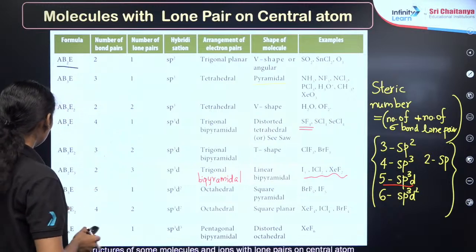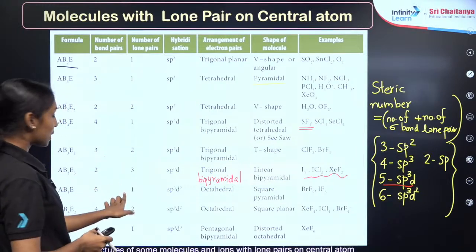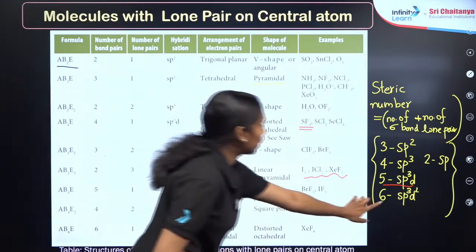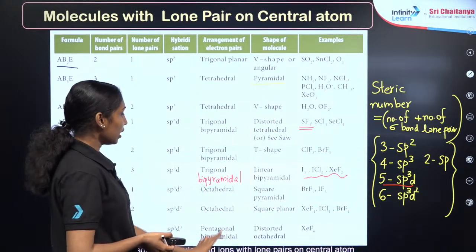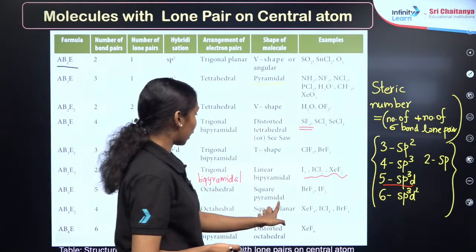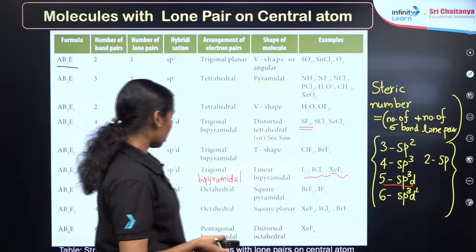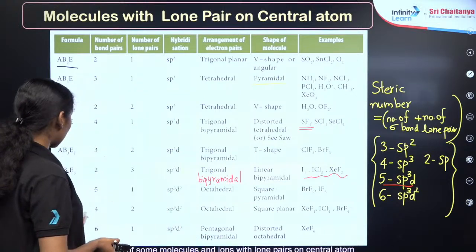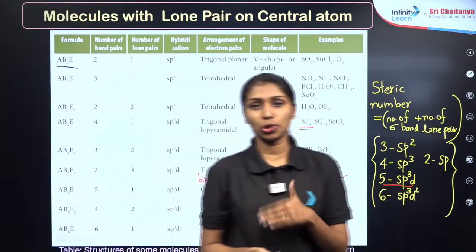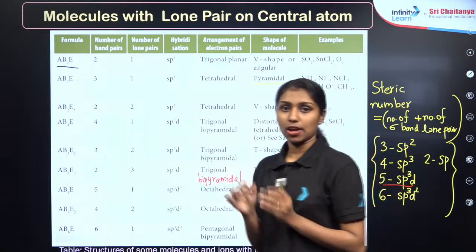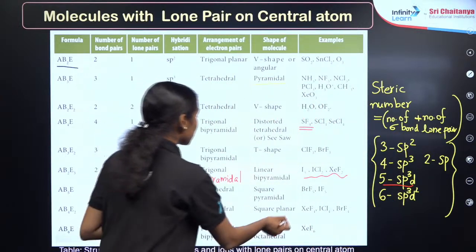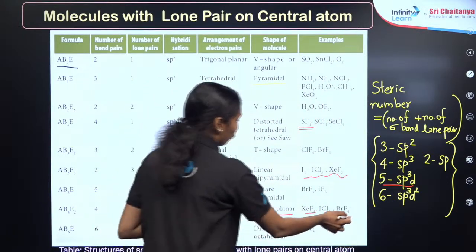Then these are the major important cases. That is the fifth one, AB5E, 5 plus 1, 6. 6 means sp3d2, octahedral geometry. But actually it is square pyramidal, as in BrF5 and IF5. Then AB4E2 means 4 bond pairs plus 2 lone pairs. 4 plus 2, 6, octahedral. But it will be square planar in the case of XeF4 and BrF4 minus.